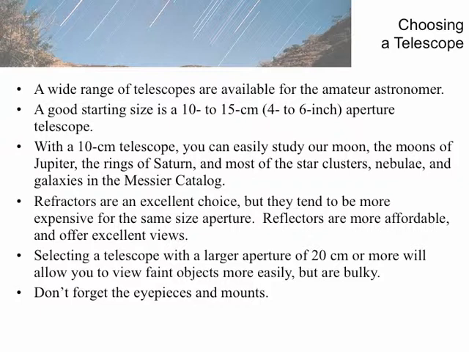There are many telescopes that exist for amateur astronomers. You can buy a small 4 to 6 inch aperture telescope and be able to see lots of interesting things, such as our moon, the rings of Saturn, and the moons of Jupiter.